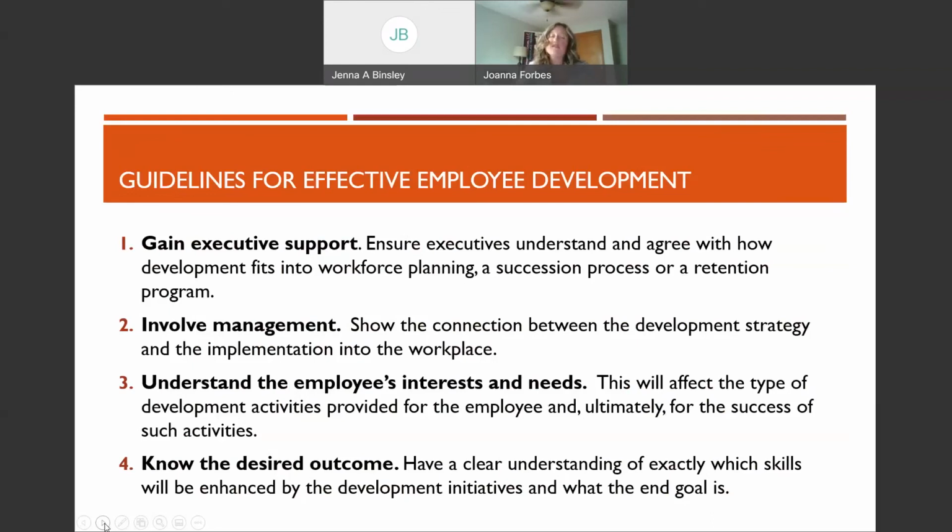And then number 4 is very important, and we're going to circle back to this at the end. What is our desired outcome? Have a clear understanding of exactly what skill, what ability, or what knowledge you want learned by this development initiative. If we don't know what the end goal is, there is no way to measure it, and there is no way to see if it was successful. So we definitely want to make sure that we know what the desired outcome of the opportunity is.